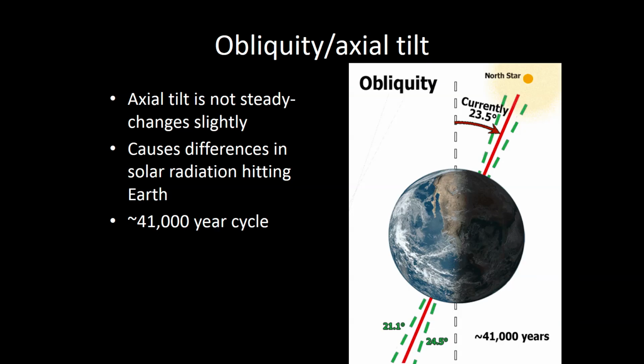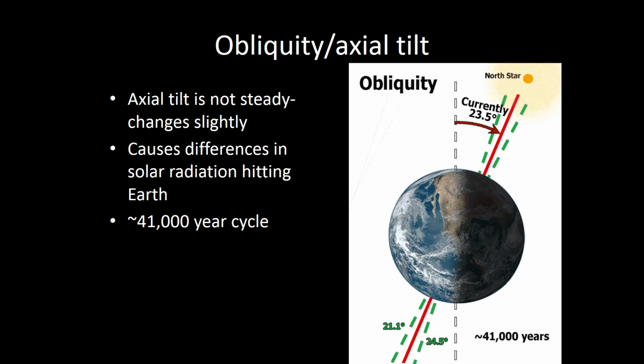Axial tilt. The Earth is tilted at about a 23.5 degree angle. We know this is tilted because a large planetesimal smacked into us many years ago, creating the moon. Hopefully you remember that, all right? Okay, so what this means is we have slight differences in solar radiation.